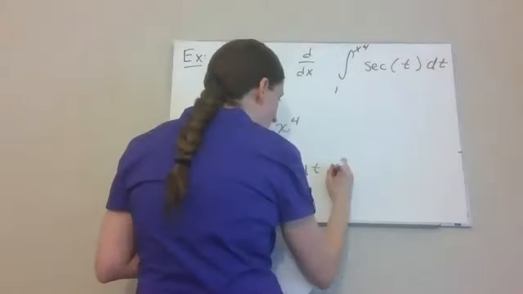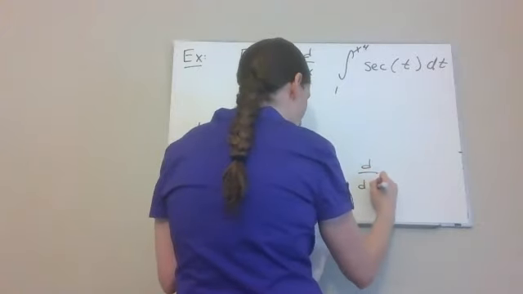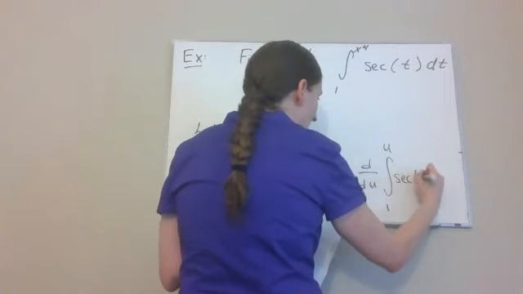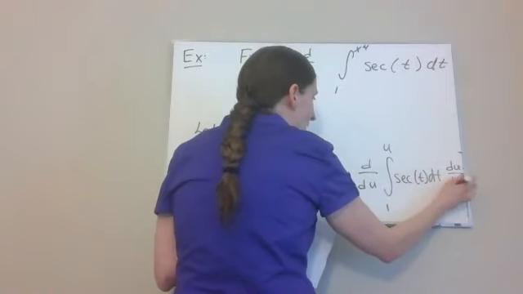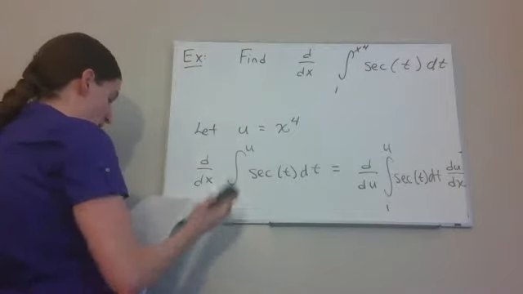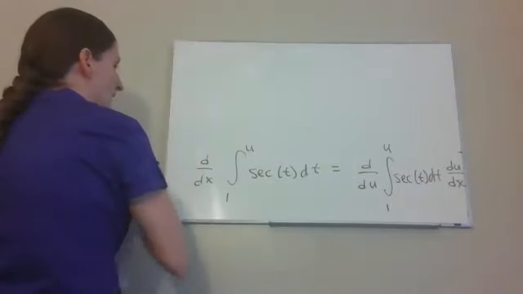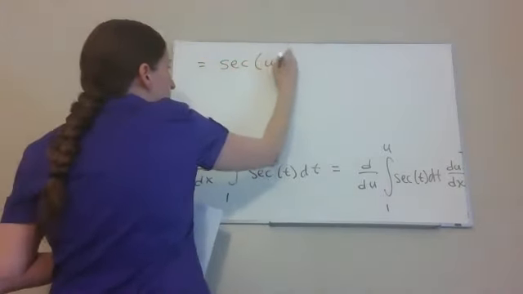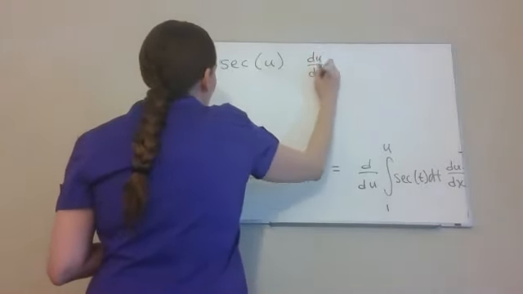Using my chain rule, which we already described, I'm going to get the derivative with respect to u of the integral from 1 to u of secant t dt, times the derivative of u with respect to x. That's just using my chain rule. So now all I have to do is apply my fundamental theorem of calculus. So this derivative is going to be equal to my function secant, with that u plugged into it, times the derivative of u with respect to x.